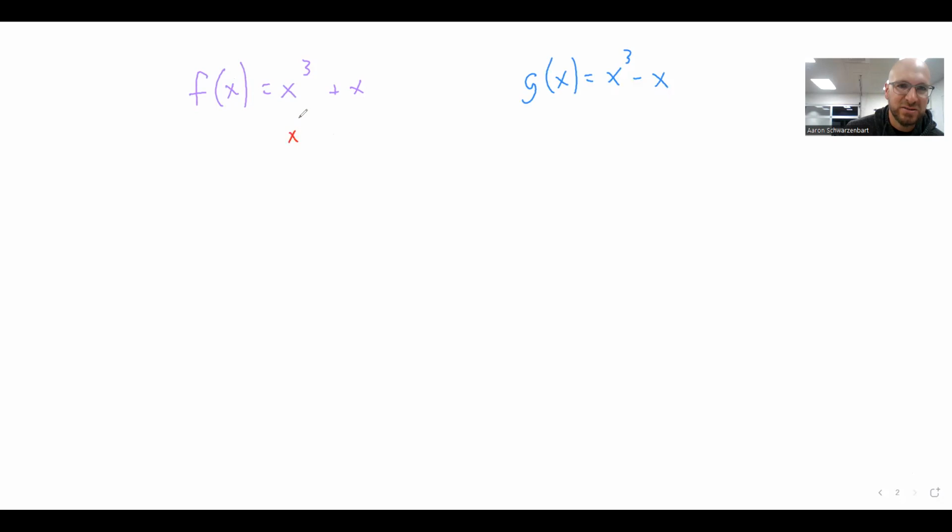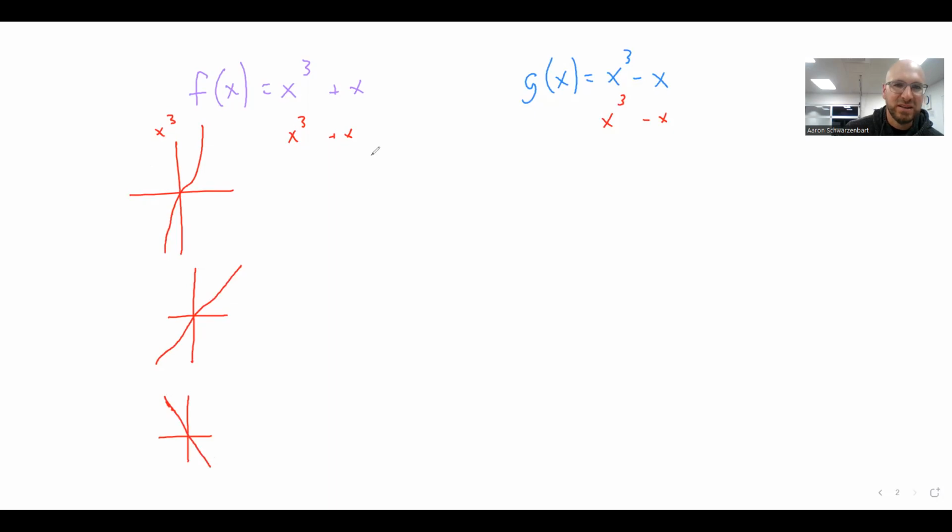So here I've got an x cubed and a plus x. Here I've got an x cubed and a negative x. So x cubed looks like this. Positive x is a line with a slope of 1. Negative x is a line with a slope of -1. So what am I doing? For the first one, I'm taking this one and I'm adding that one. Then we'll do x here. What is my result?